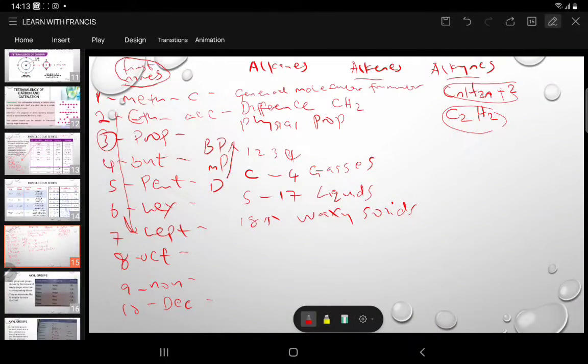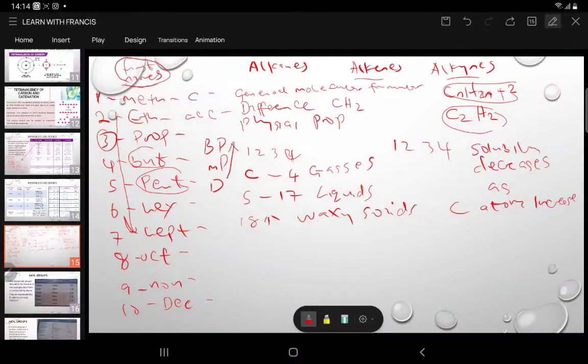So we're going to talk about the solubility as well. Their solubility in water. Now, as the number of carbon atoms increases from 1 to 2 to 3 to 4, the solubility in water decreases. Solubility decreases as carbon atoms increase. So this simply means that this is less soluble than this. Carbon 4 is less soluble than 3. 3 is less soluble than 2, which means 2 is more soluble than 3. This is just it.